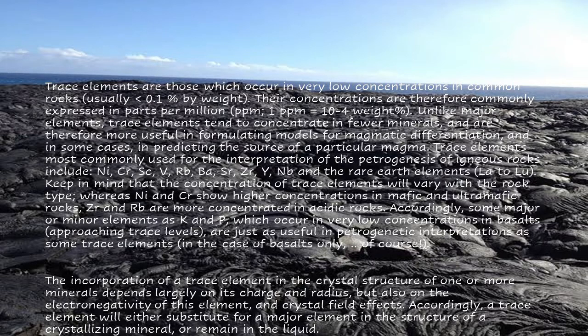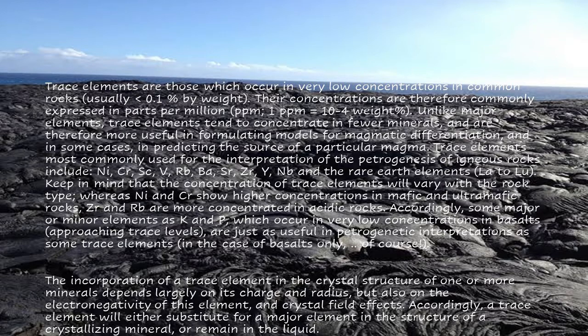Keep in mind that the concentration of trace elements will vary with the rock type, whereas nickel and chromium show higher concentrations in mafic and ultramafic rocks. Zirconium and rubidium are more concentrated in acidic rocks. Accordingly, some major or minor elements such as potassium and phosphorus, which occur in very low concentrations in basalts, are just as useful in petrogenetic interpretation as some trace elements.